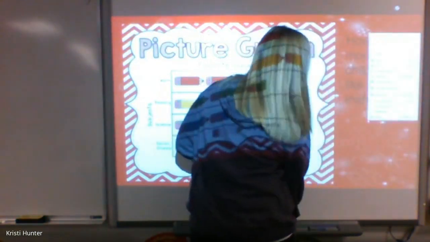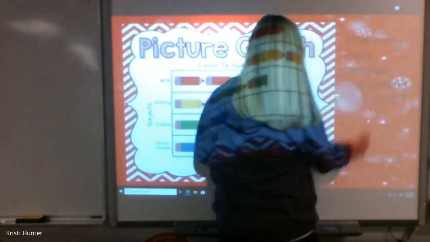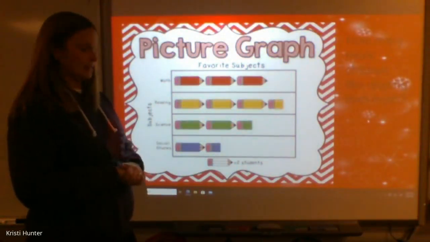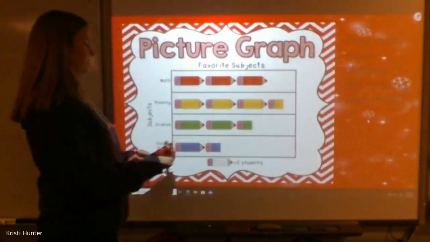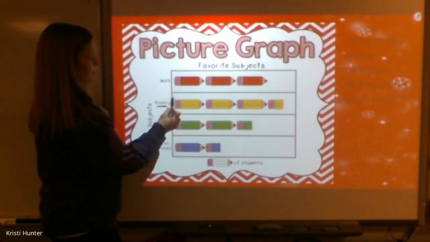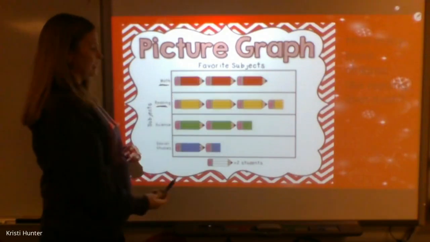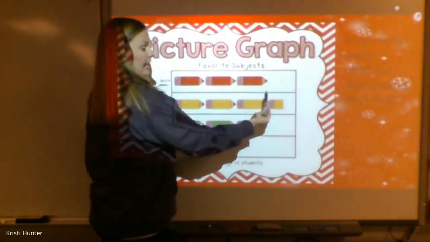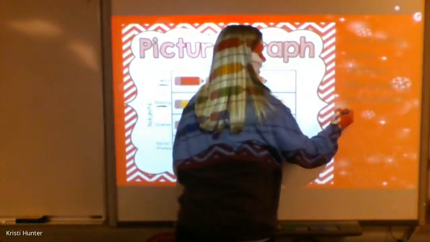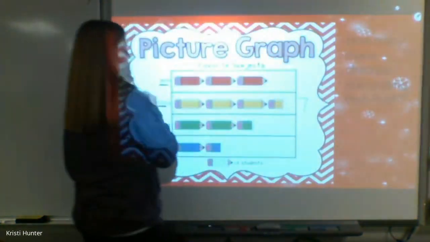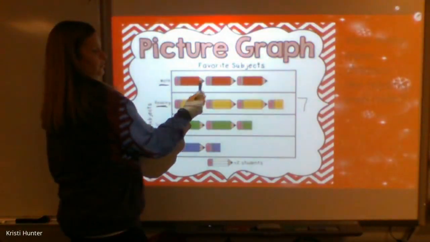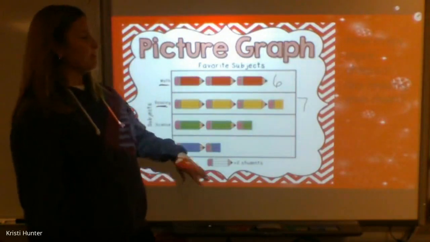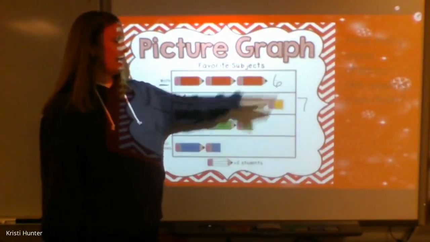And let's see what we get for an answer. Oh, sorry, my eraser did something crazy. All right, how many more children like reading than math? So let me find those 2 areas here. Reading, math. So reading has 2, 4, 6, and a half of a pencil, which means it has 7. Math has 2, 4, 6. So how many more like reading than like math?